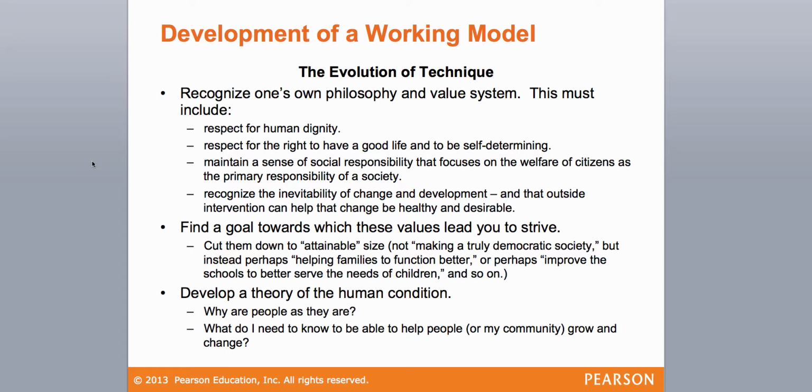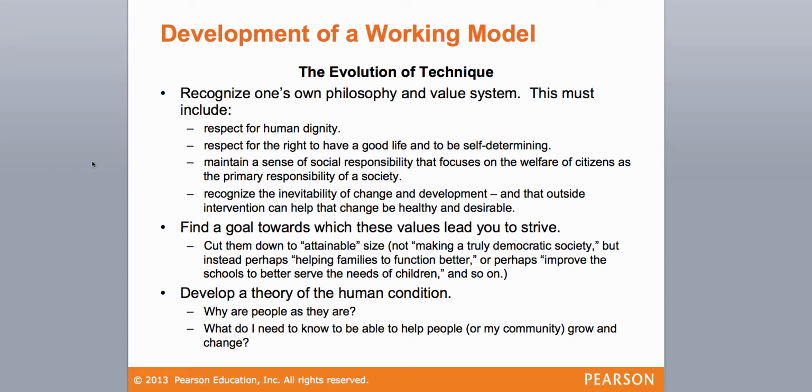So that's at least my take on this particular point, and also that change and development occur in individuals, in groups, in society, and sometimes our intervention can help that change be healthy and desirable. So having recognized our philosophy and value system that are built on at least these four principles and others, we then find a goal towards which these values would lead us to strive. And what the author says is to try to make this attainable.